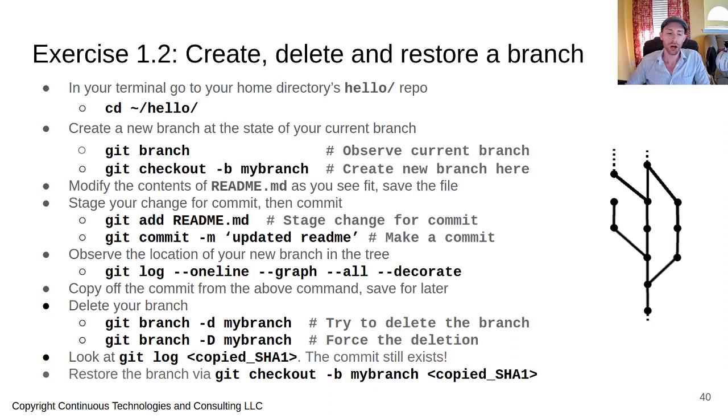Okay, so now that you have a thorough understanding of how branches work, we're going to do a quick exercise here where we create a branch, delete the branch, and then restore the branch, which is a thing that a lot of people that are new to Git would find very helpful. We're going to use the same Hello World repo that we cloned from GitLab in the previous exercise, and we're going to create a new branch at whatever the location of our current branch is. So we're going to type git branch to observe our current branch and then create a new one called my branch at that location.